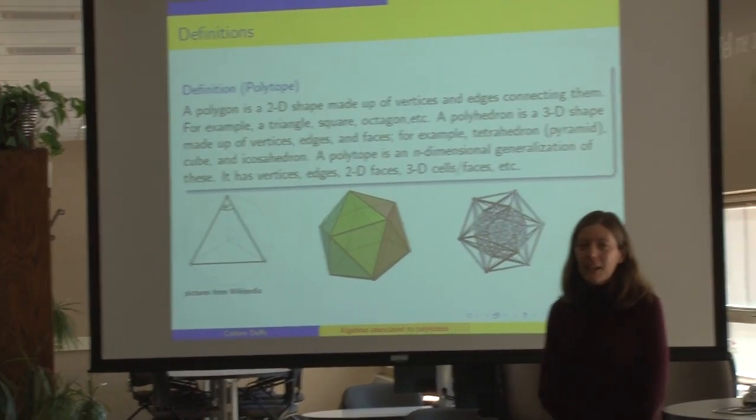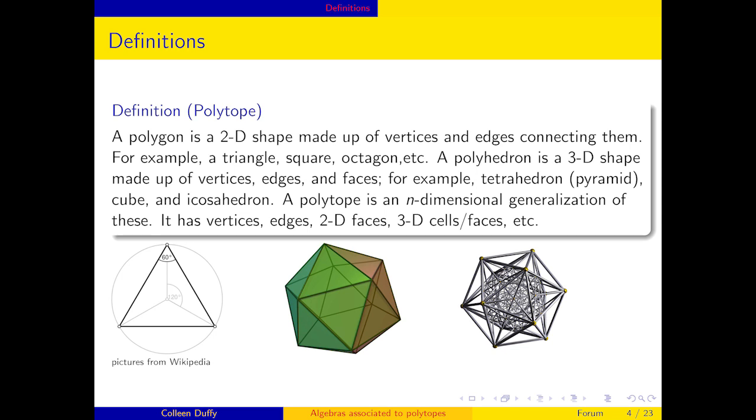All right, so first, the definition of a polytope. A polygon is just a two-dimensional shape, you know, a triangle, a square, all of those. Then we can build up to higher dimensions. A three-dimensional shape is a polyhedron. That would be like a pyramid or a cube or an icosahedron like I have pictured here. This one will come up later in the talk.